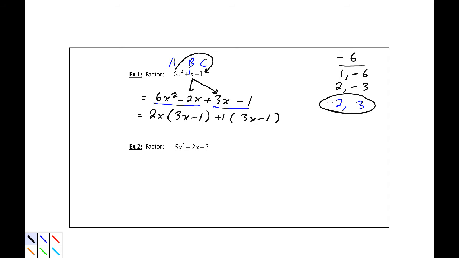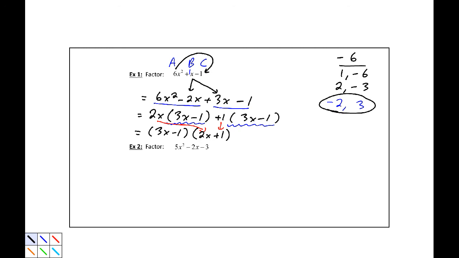So I am now at 2x multiplied by 3x minus 1 plus 1 times 3x minus 1. We have a common factor. 3x minus 1 is in both of these. So what I'm going to do is pull that term out. Imagine taking these together and pulling them out just like we do greatest common factors, because it is a greatest common factor. It's just a binomial factor. This is going to become 3x minus 1. And then when I pull that out, my leftovers are 2x and 1. 2x plus 1. So this factors as 3x minus 1 multiplied by 2x plus 1.